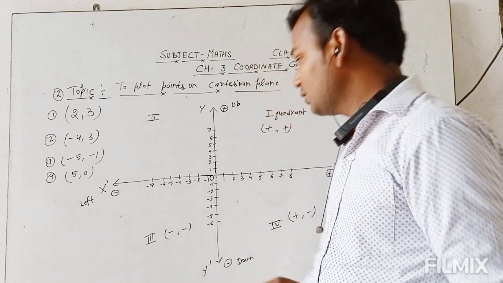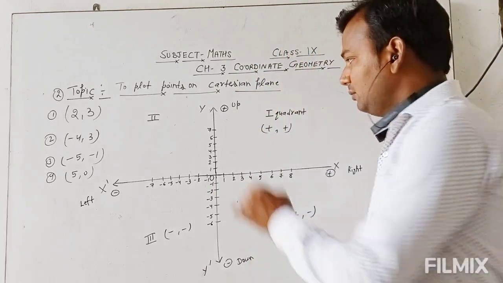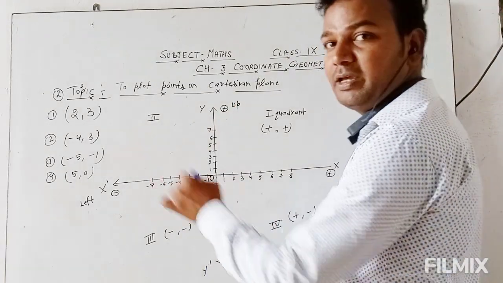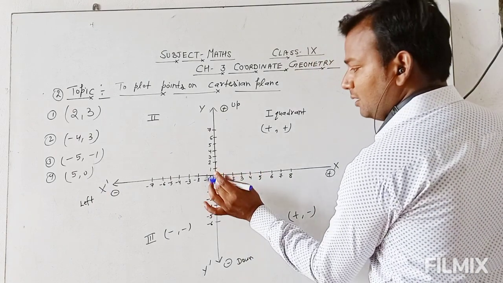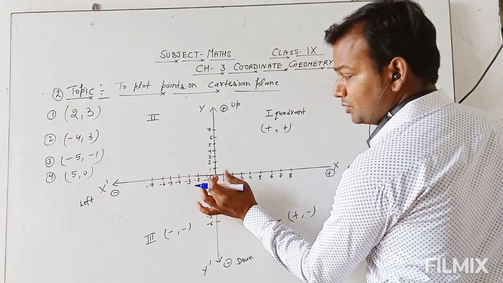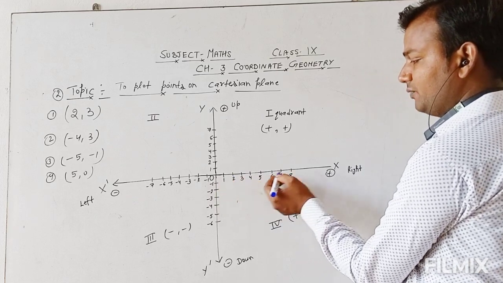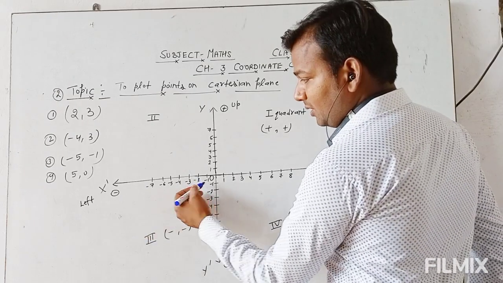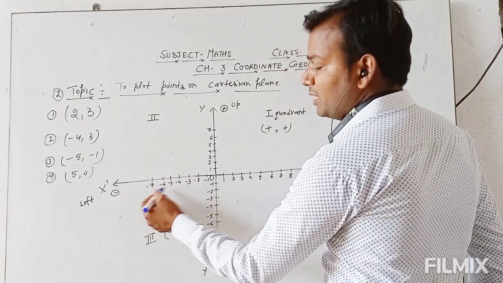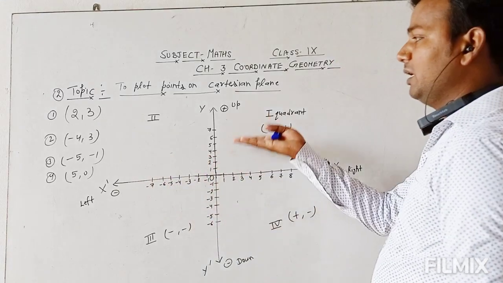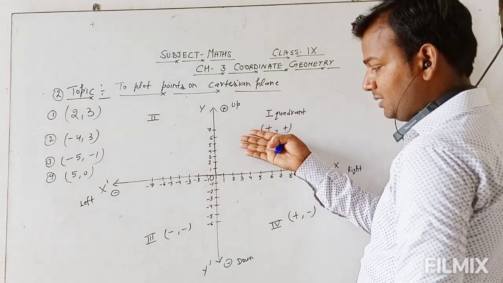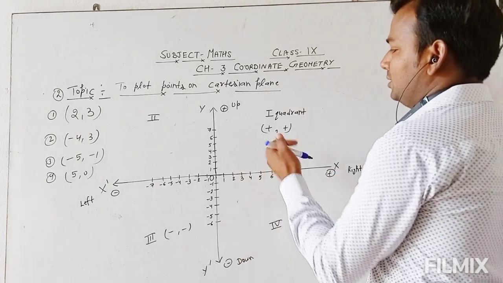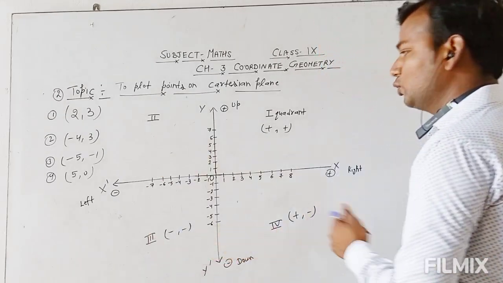First of all, you will make this Cartesian plane on your graph copy: two perpendicular lines like this. You know very well the length of one box is 1 unit. So 1, 2, 3, 4, 5, 6 is the positive side of the x-axis, and the negative side of the x-axis is -1, -2, -3, -4, -5, -6, -7 and so on. Similarly, upward is the positive y-axis and downward is the negative y-axis. And you know very well this is the first quadrant, second quadrant, third quadrant and fourth quadrant.